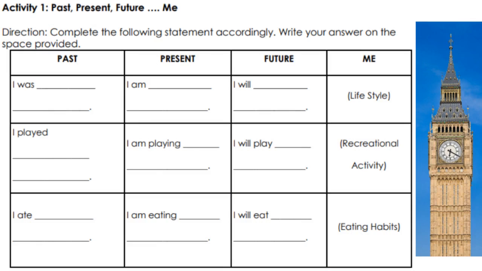Activity 1: The past, present and the future and me. Directions: Complete the following statement accordingly. Write your answer on the space provided. Kindly complete the statement accordingly. Like, I was blank, that pertains to your lifestyle. I played blank, that describes your recreational activity. I ate blank, according to your eating habits.